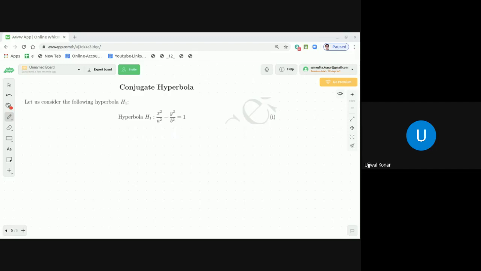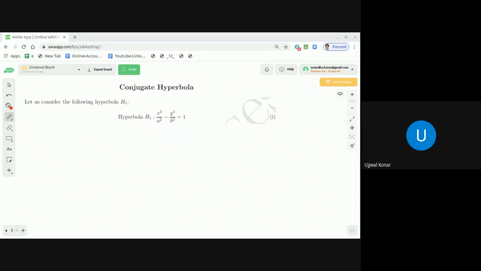That means, you see, dear students, that H1 has a transverse axis and conjugate axis. Now, what we are going to do is construct another hyperbola whose transverse axis is going to be the conjugate axis of the hyperbola H1, and whose conjugate axis is going to be the transverse axis of the above hyperbola H1. And such a hyperbola that we are going to construct, we are naming it as H2.